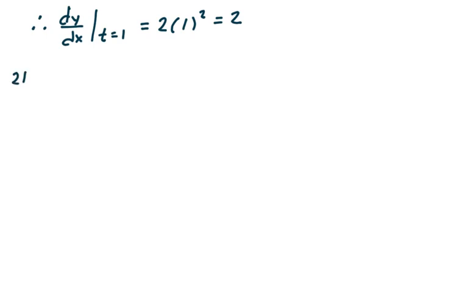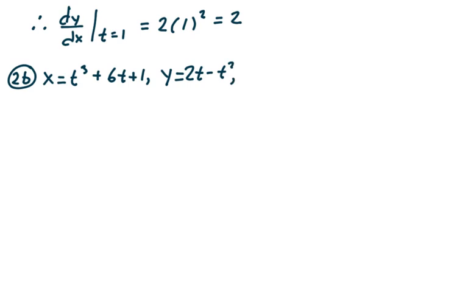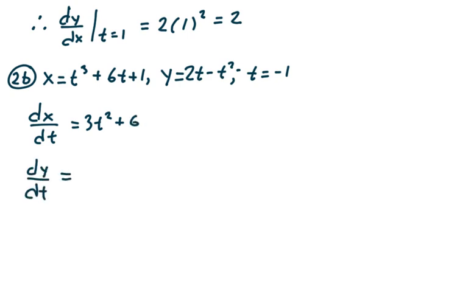Let's take a look at 2b. Suppose we have x equals t to the third plus 6t plus 1. Then we have y equals 2t minus t squared. And then from here we have t equals negative 1. dx/dt is 3t squared plus 6. dy/dt is 2 minus 2t.